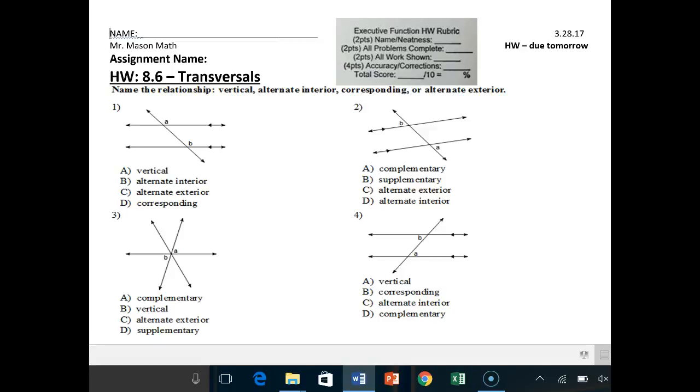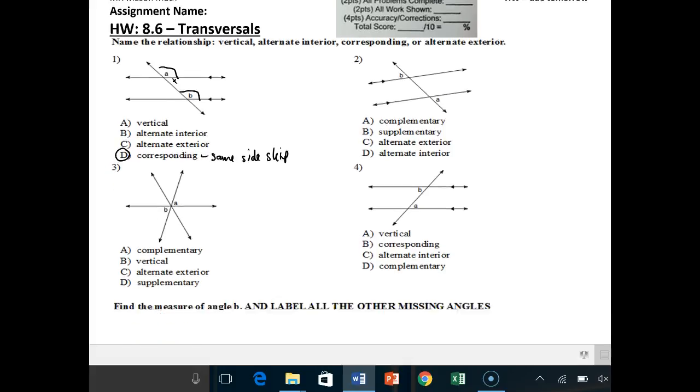It says name the relationship: vertical, alternate interior, corresponding, or alternate exterior. So number one, we can see that they're on the same side and they skip that angle right there. So that's corresponding. Same side and skip. It would be super helpful to have your notes available for this today.